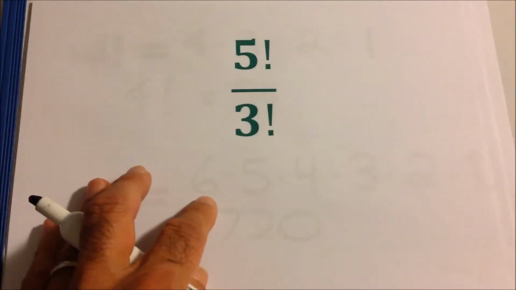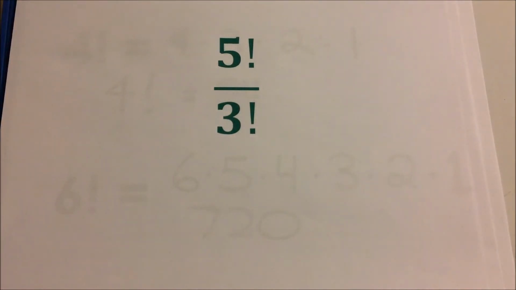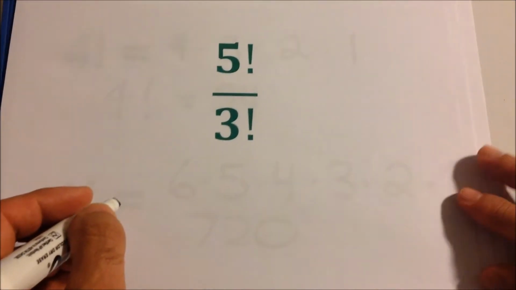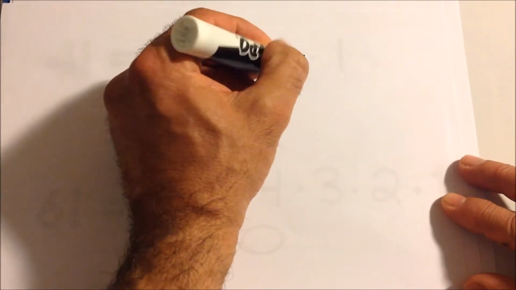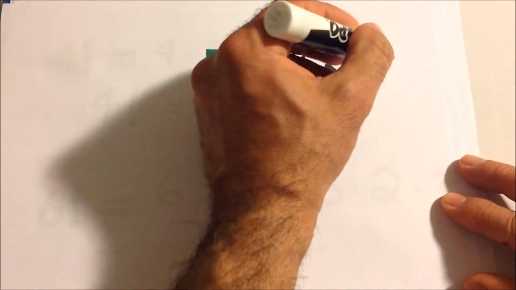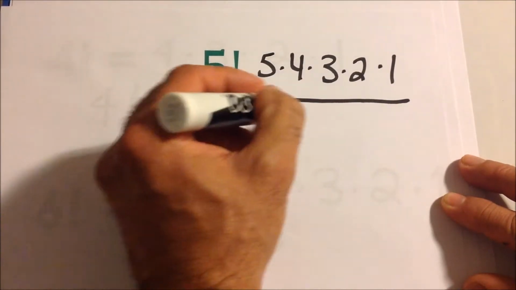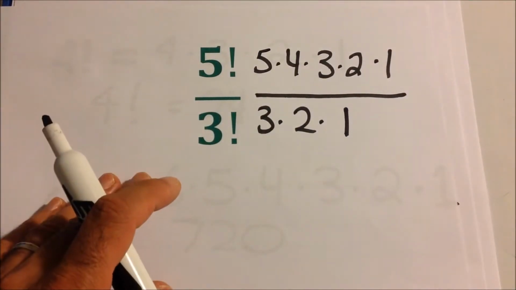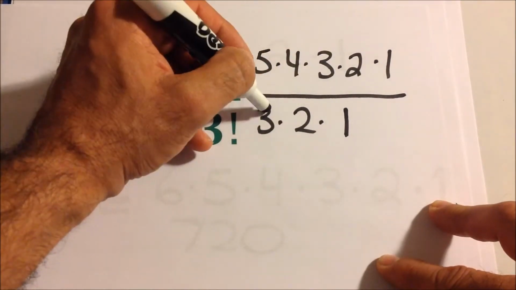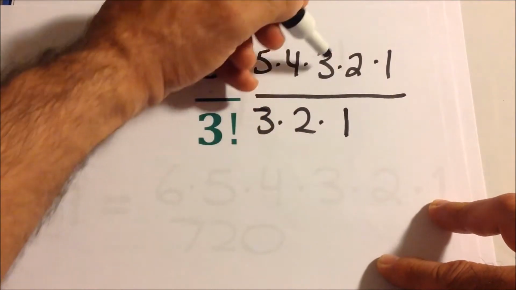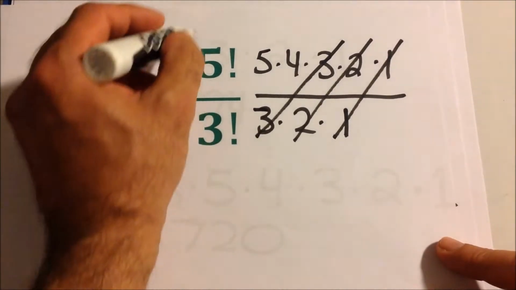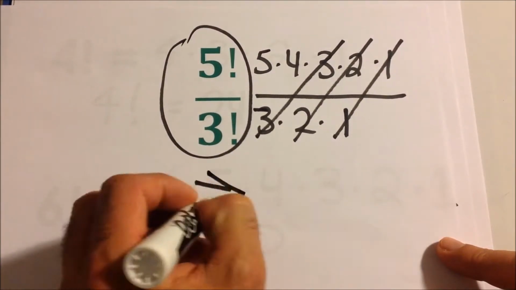Okay. Now, here's one with division. What can we do with that? Well, just solve both of them. Remember, this is division. It has a fraction, it's division. So 5 factorial, again, is 5 times 4 times 3 times 2 times 1. And 3 factorial is 3 times 2 times 1. Now, with division, you can cancel if the numbers are the same on the top and in the bottom. So in the numerator and the denominator, we see we have a 3, 2, and 1. So we can just cancel them out. And we're only left with 5 times 4. So this answer would be 20.